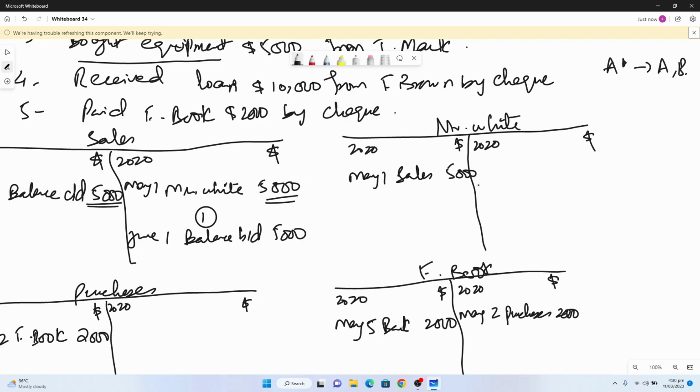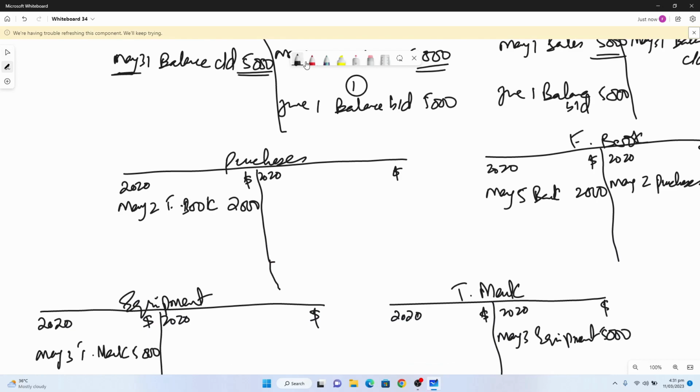Again, on the credit side I want to make the debit side equal to the credit side. What I'll write: May 31st balance CD, and then I'll write this down over here, 5,000. We are done with the Mr. White T account balancing. Then in the next one, June 1st, I'll write down balance BD. You can observe that balance BD and balance CD are the same, and they are on opposite sides. The balance CD is on the credit side and the balance BD comes on the debit side. It is not true in every situation, but one thing which is true is that they both would be on opposite sides.